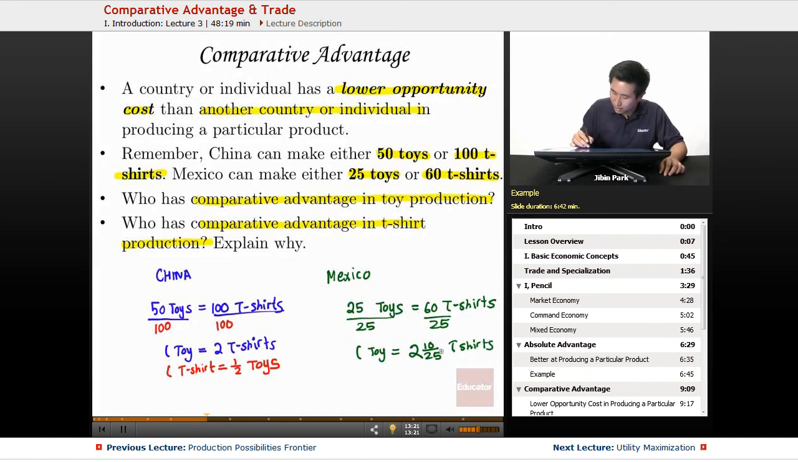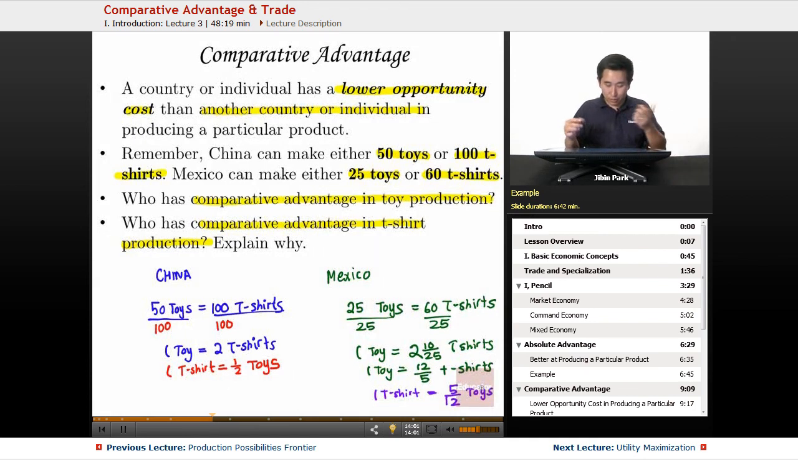Now, if you break that down, 10 over 25 is 40%, which is 2 over 5. So one toy equals 2 and 2 over 5, which is equal to 12 over 5 t-shirts. Now, we could divide by 60 to figure out what one t-shirt equals. But an easier way of doing that would be to find the reciprocal. So one t-shirt is going to be the reciprocal of this, so one t-shirt equals 5 over 12 toys.